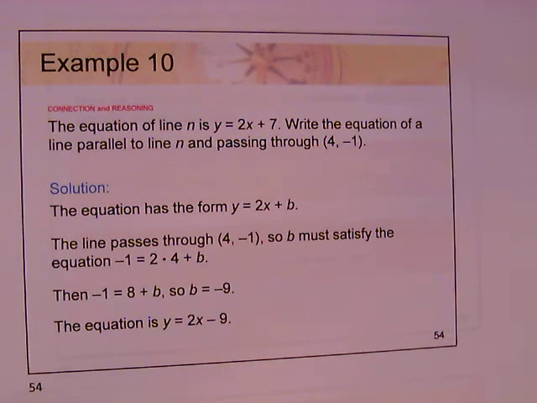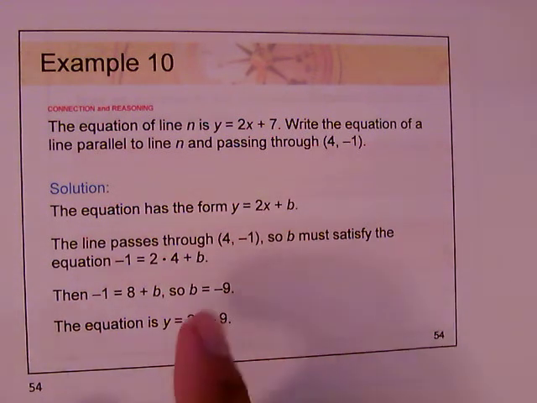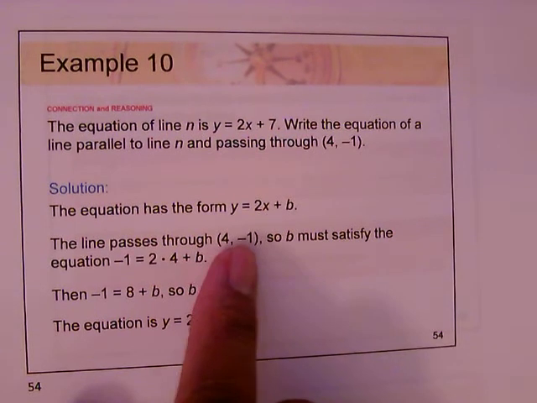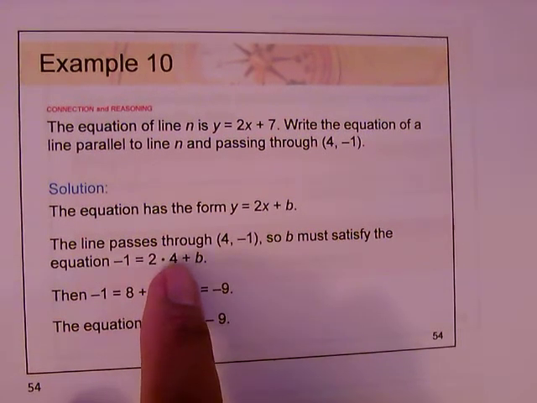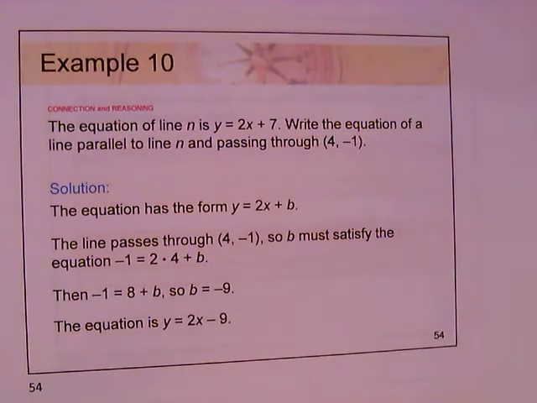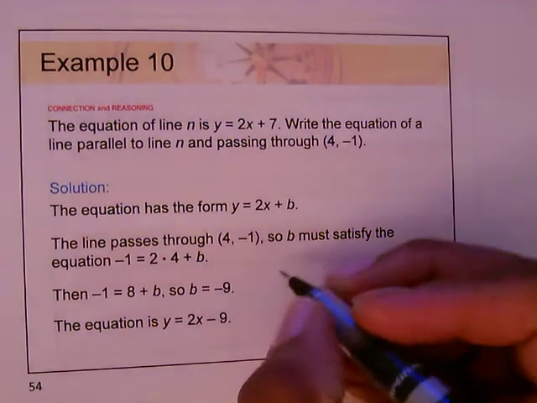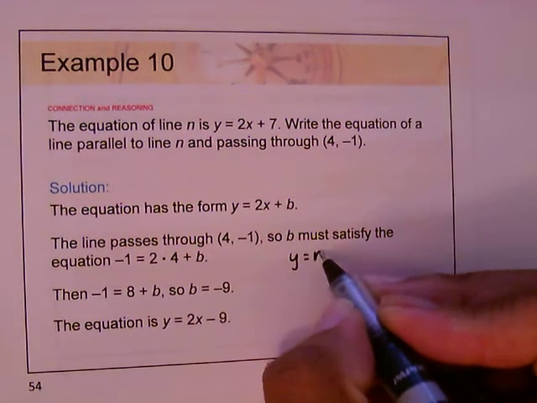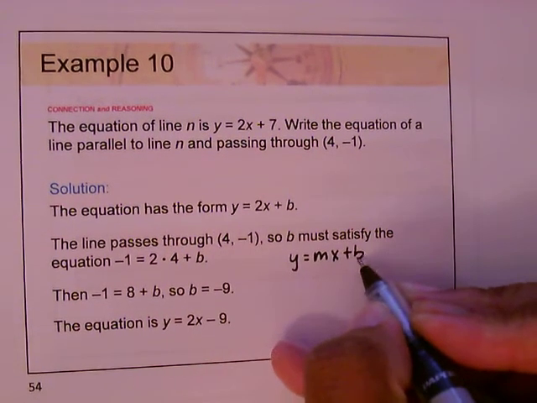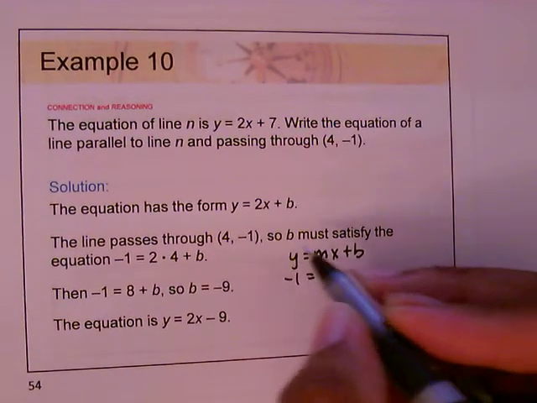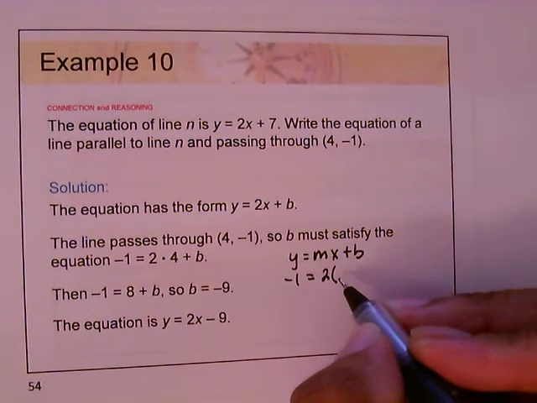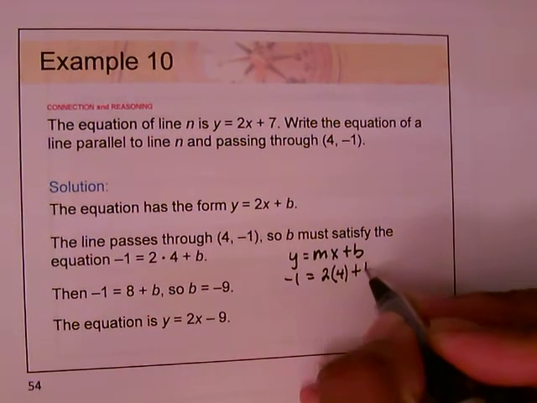And here the line passes through the point (4, -1), so we need to find some b that will satisfy this equation. Here, the 4 is x and the -1 is y. So we get -1 equals 2 times 4 plus b. Here we're using that y equals mx plus b formula, substituting the y with -1, your slope is 2, times x, which is 4, plus b.